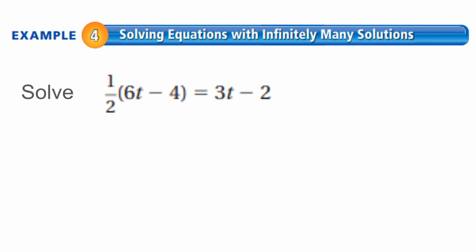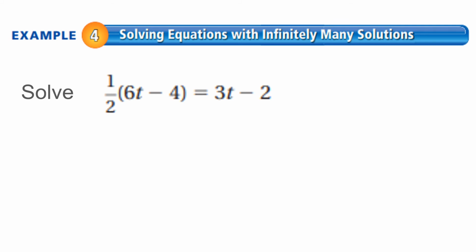Here in example 4, we're going to be looking at solving equations with infinitely many solutions. So infinitely many solutions basically means no matter what number that we substitute in for t, both sides are always going to be equal. So let's look and see what that kind of equation looks like. So as you can see right now, the way it's set right now, on the left you have parentheses and on the right you do not.